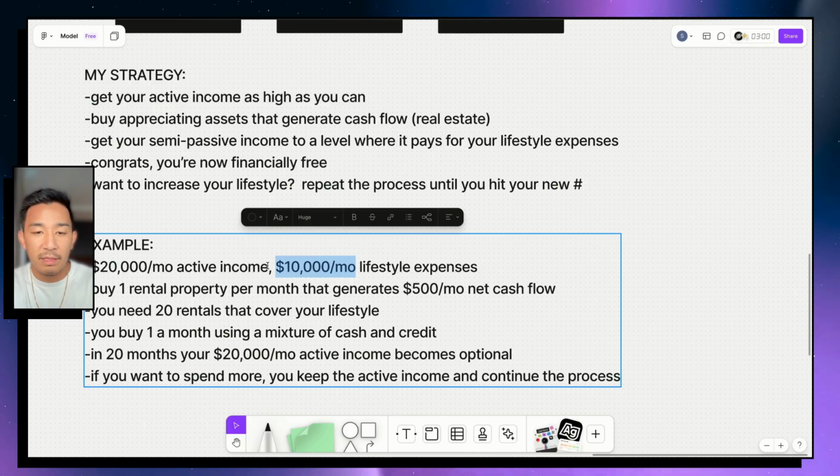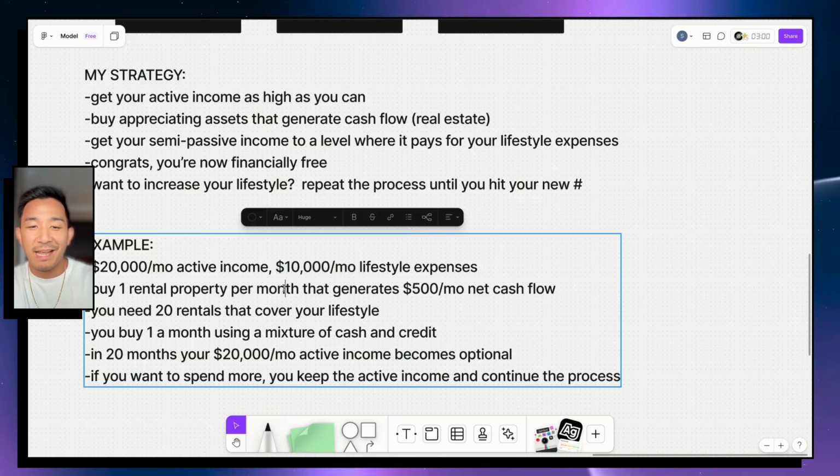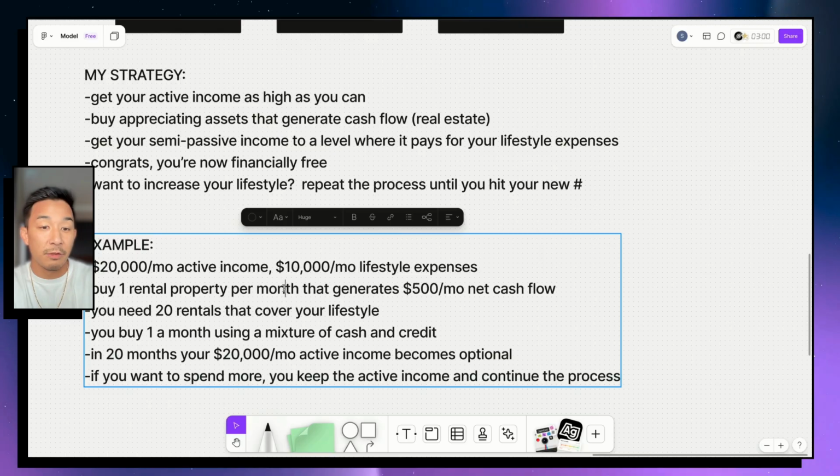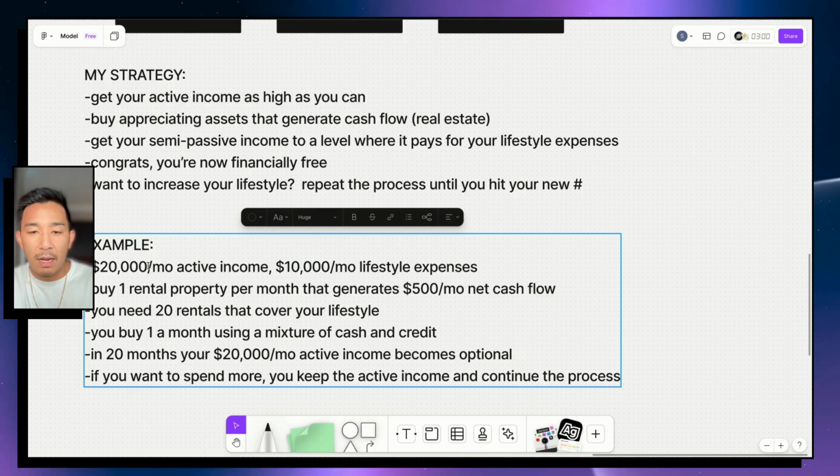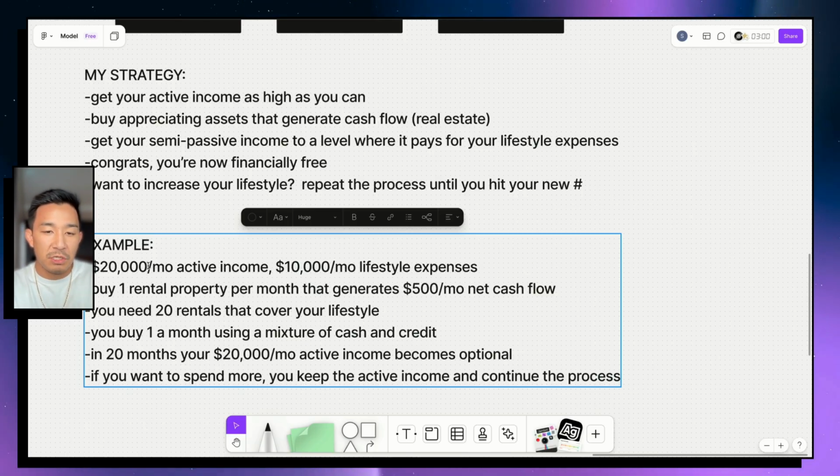So in 20 months, your $20,000 a month active income becomes optional, unless you want to spend more money, right? If you want to increase that $10,000 a month lifestyle expense to $20,000 a month, then maybe you need another 20 rentals, or you're going to need to keep this active income a little bit longer. So if you want to spend more, just keep that in mind. And it often happens, you increase your lifestyle expenses, something happens and you level up. Well, then you keep the active income and you just continue this process.